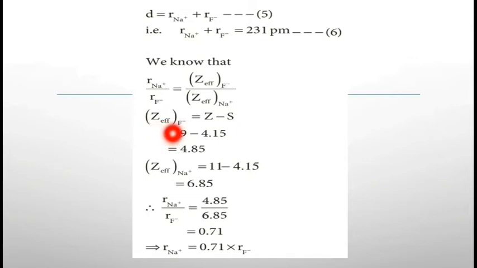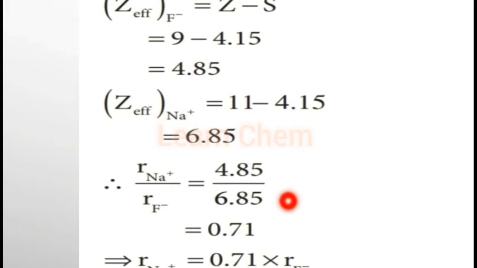For fluorine, the Z value is 9, and if you calculate the S value, you will get 4.15. So the effective nuclear charge of fluorine is 4.85. For sodium, the atomic number is 11. The S value is the same, isn't it? Because the two ions possess the same electronic configuration. So it is also 4.15, and the answer is 6.85. So the ratio becomes radius of sodium plus divided by radius of fluorine minus equals 4.85 divided by 6.85.